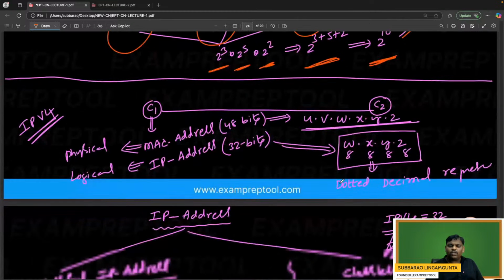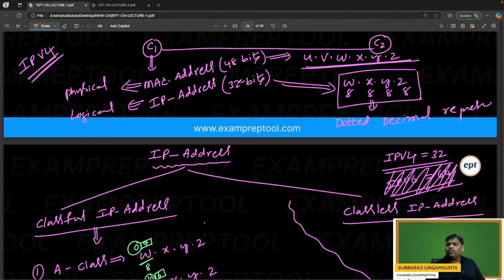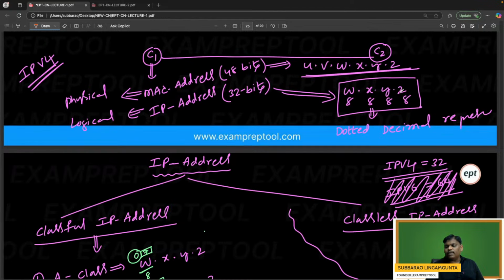Now come to the next story, what I said. Let us assume that C1 is one computer and C2 is another computer. Remember, every computer at manufacturing time itself has one address. That is called the physical address, which is also called the MAC address, which is a 48-bit address.